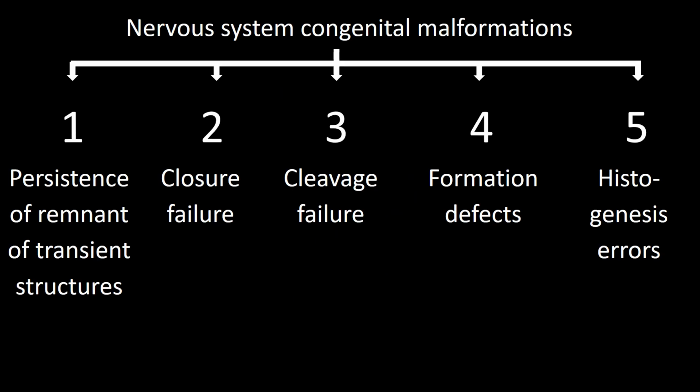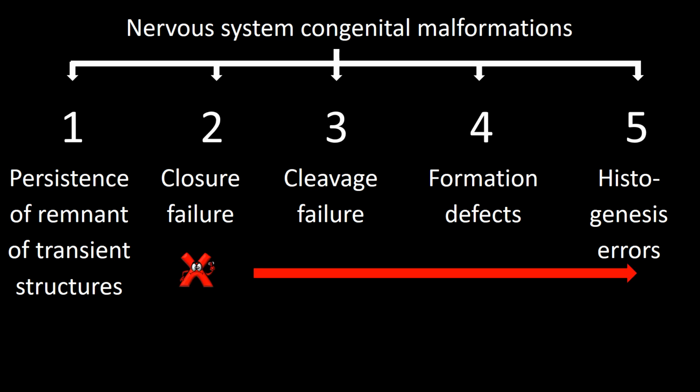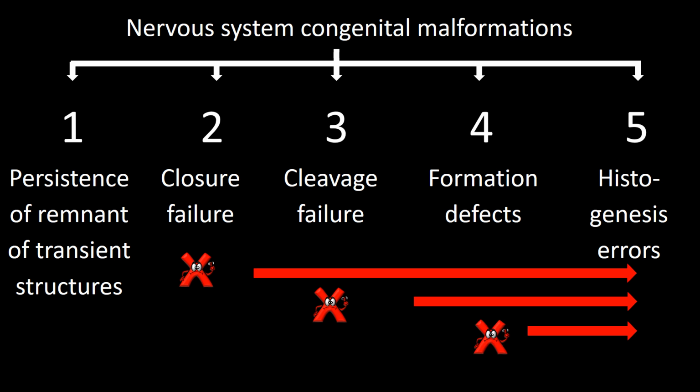The second point I would like to stress is that the different types of nervous system malformation usually do not occur in isolation. Closure failure, usually when the central nervous system is primarily involved, is associated with cleavage failure, formation defects, and histogenesis errors. Cleavage failure leads to secondary formation defects and histogenesis errors. Formation defects lead to secondary histogenic errors. Only primary histogenic errors may occur in isolation.